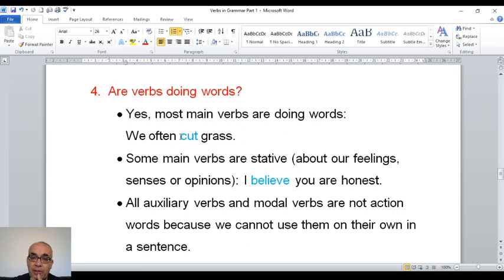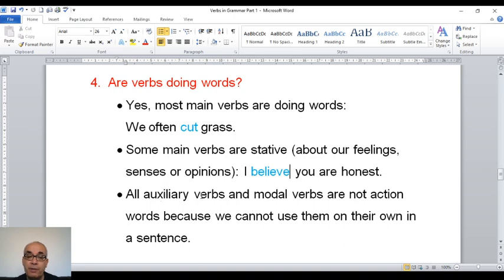But not all the time verbs are doing words. Some main verbs are stative. What does it mean, a stative verb? It means it's a verb which shows our feelings, senses, or opinions. Believe is the answer. It's in blue all the time. I believe you are honest. So believe is a stative verb. There is no action in believe. Believe is about our opinion. So believe is a stative verb.